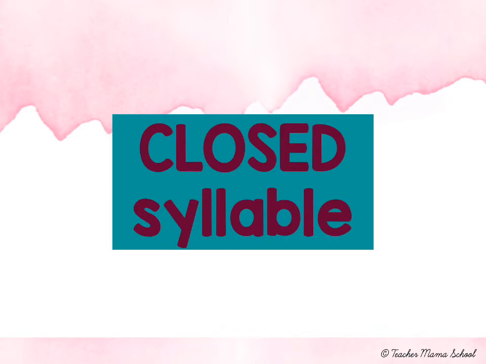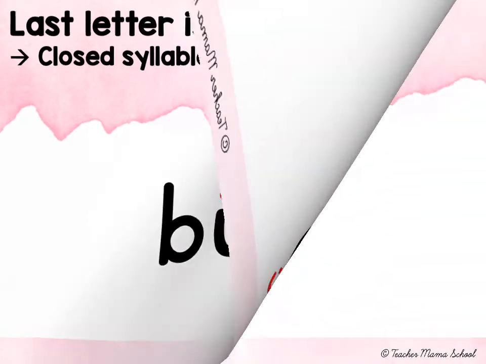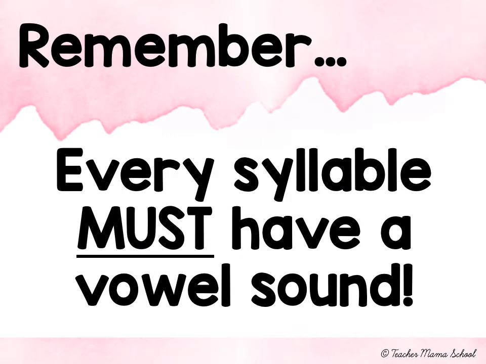Now we're going to look at what a closed syllable is. With closed syllables, the last letter is a consonant. That means that vowel is kind of closed off, and the vowel is going to make a short vowel sound. So we put that little mark, almost looks like a U, above the vowel to show that it's a short vowel sound. So this word we would pronounce b, ug, bug. Remember, every syllable must have a vowel sound.